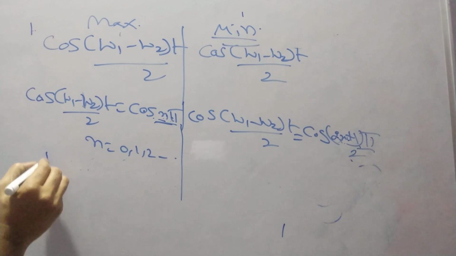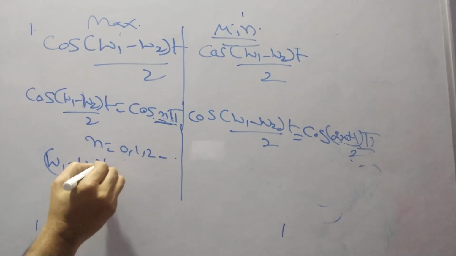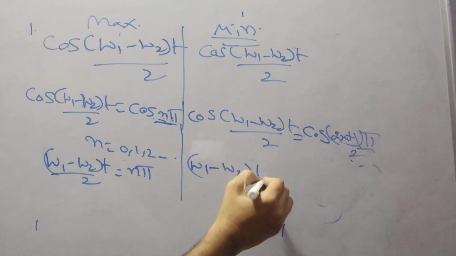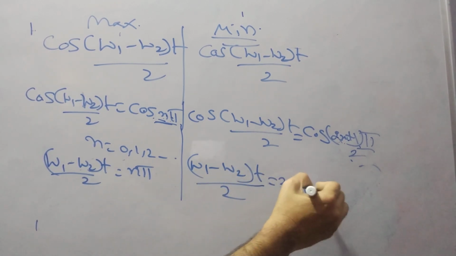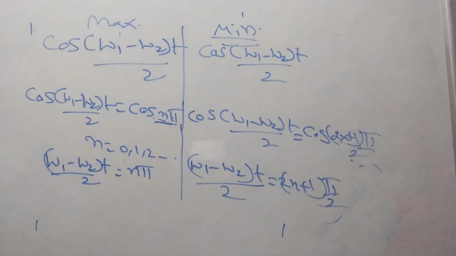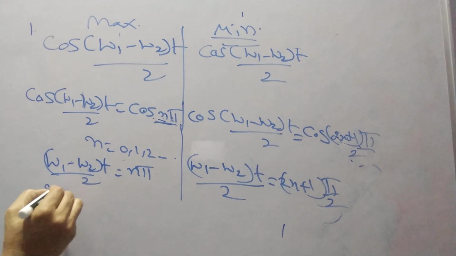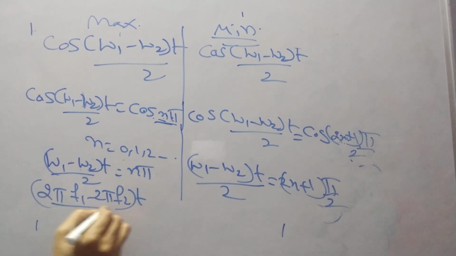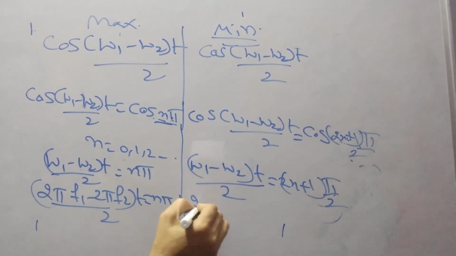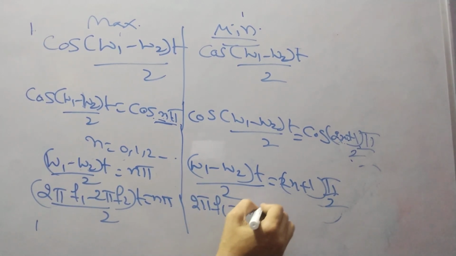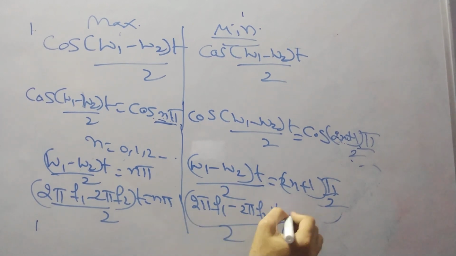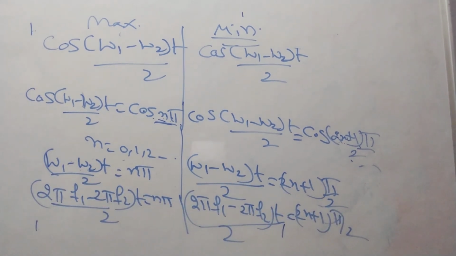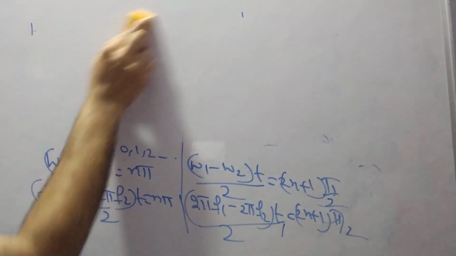So if you cancel this cos, your (omega 1 minus omega 2) t by 2 equal to n pi. Here, (omega 1 minus omega 2) t by 2 equal to (2n plus 1) into pi by 2. Now, what is omega? 2 pi f1 minus 2 pi f2 into t by 2 equal to n pi. Here also, 2 pi f1 minus 2 pi f2 into t by 2 equal to (2n plus 1) into pi by 2. So I am writing omega equal to 2 pi f, right?